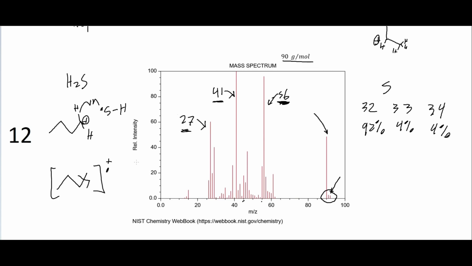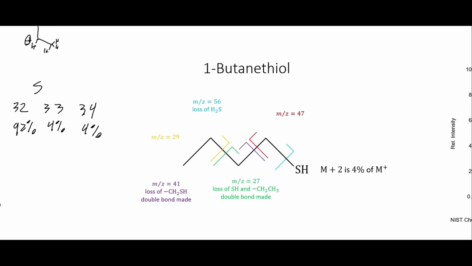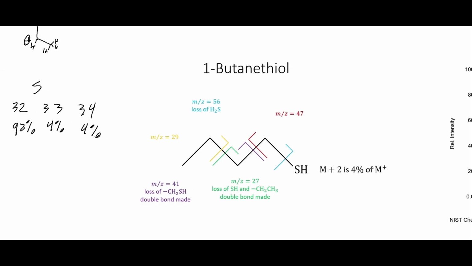And so I propose that this is probably going to be 1-butane thiol. And in fact, that is what it ends up being right here. So we have these 4% M plus 2 and M plus 1. We get the 56 here with the loss of an H2S. We get this 27 here with the loss of the SH and an ethyl group and making a double bond, probably from that SH extracting a hydrogen off of it. We can get this 41 from losing the ethyl group and making another double bond right there. And so that's butane thiol.